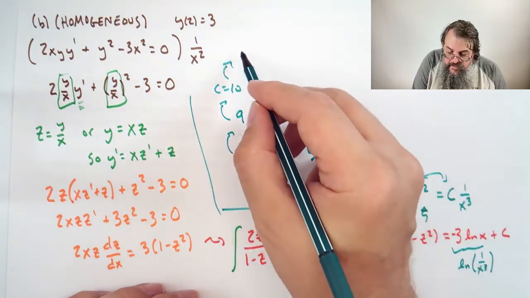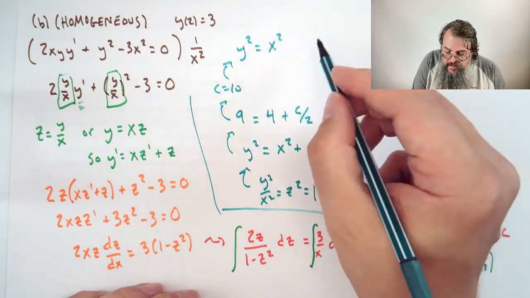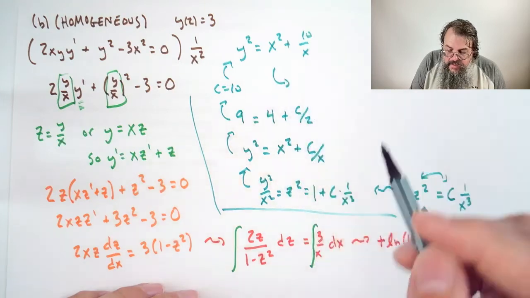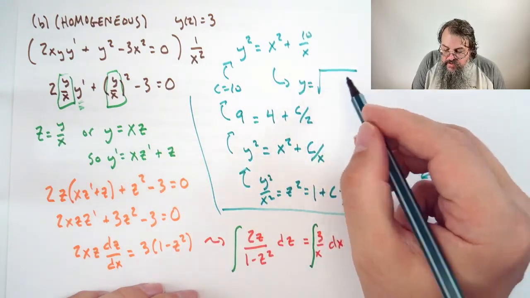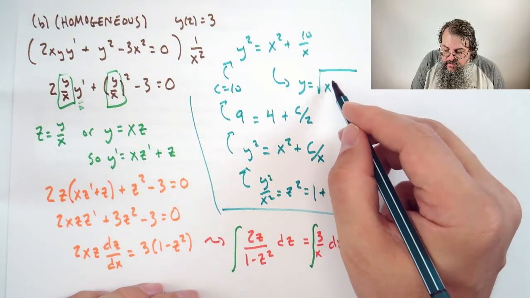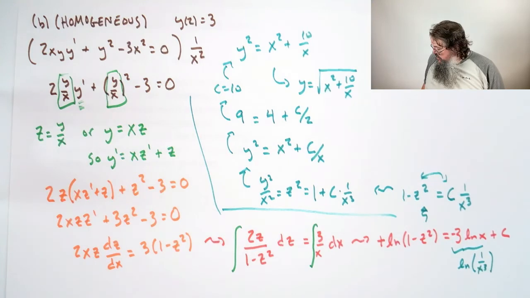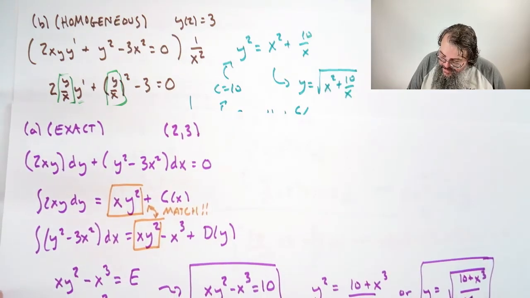So we get that y squared is equal to x squared plus 10 over x, or finally, taking the square root, y is equal to the square root of x squared plus 10 over x. Good, good. And if we pull up the previous one, we'll see they're actually the same.